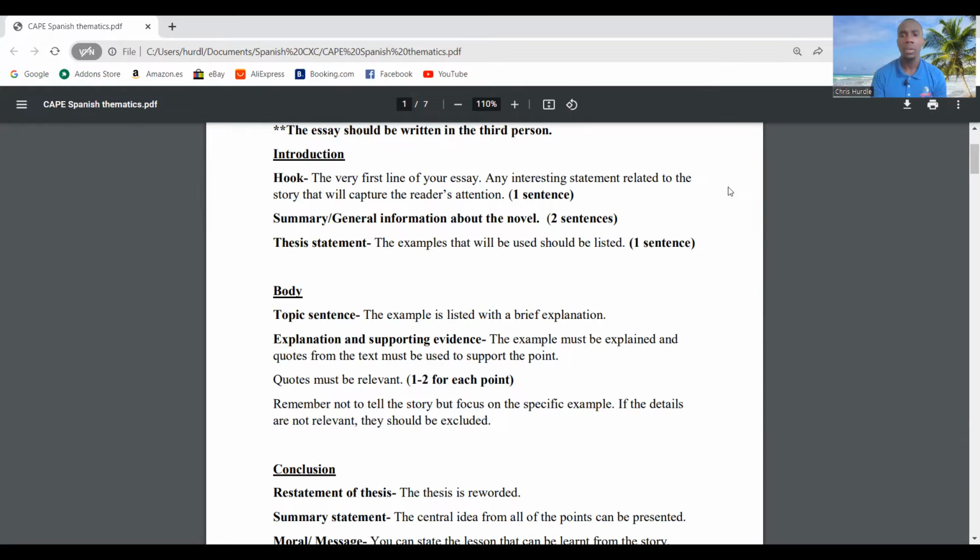Now, very important. We know that you are talking about specific examples from a story, but please remember not to tell the story, because the examiners are already familiar with the story. So you don't need to include details that give context. Just focus on that specific example. And once again, I'm going to show you what I mean. But if the details are not relevant, they should be excluded. So just focus on the examples that illustrate the theme that you're given.